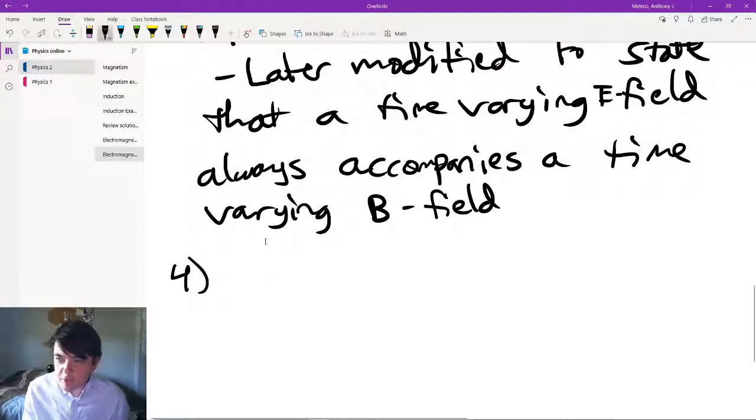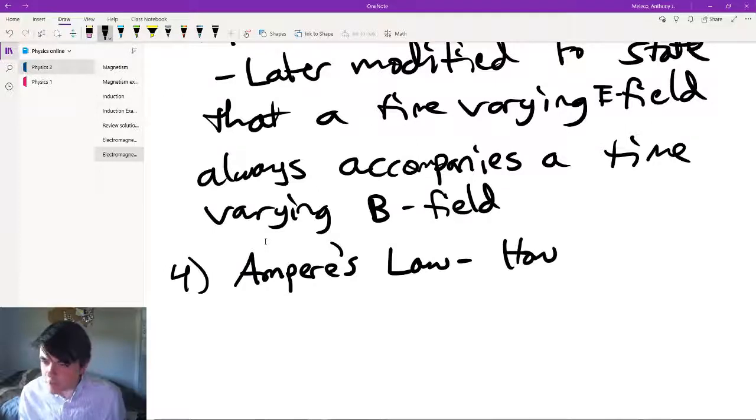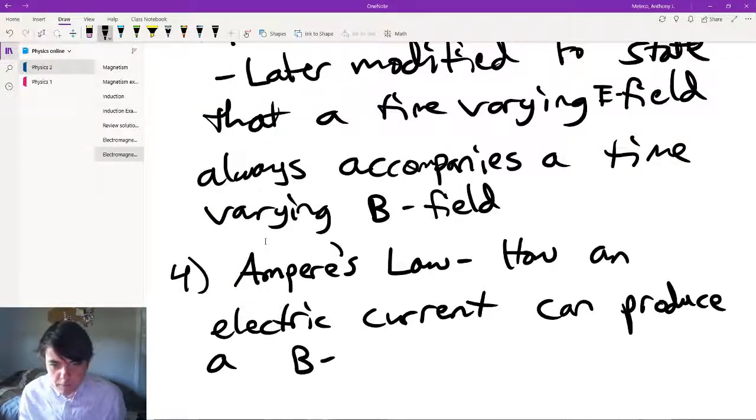And then the last one has to do with currents. We didn't really talk about Ampere's law too much. It's a similar concept to Gauss's law for static charges, but it's for current. So it's how an electric current, so this is talking about moving charges, can also produce a B field.